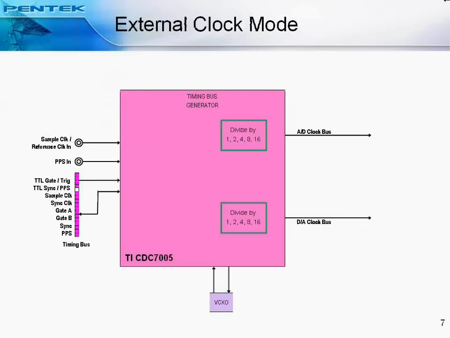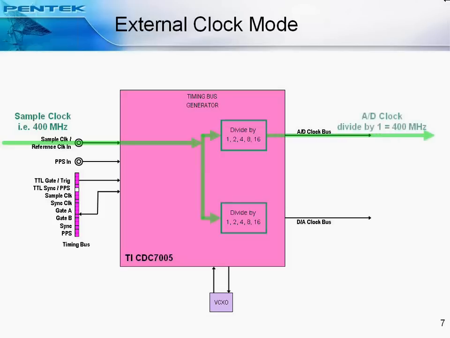It allows us to provide a clock to the A to D section and a separate clock to the D to A section. And in one of the simplest modes, it takes an external clock from the front panel connector. In this case, a 400 megahertz clock would be appropriate because that's the sample rate of the A to Ds. And it would basically do a divide by 1 and send that out to the A to Ds on the board. But as I mentioned earlier, the D to As have a maximum input sample rate of 250 megahertz. So you take that same 400 megahertz clock, divide it by 2, and provide a 200 megahertz clock to the D to As on the board.